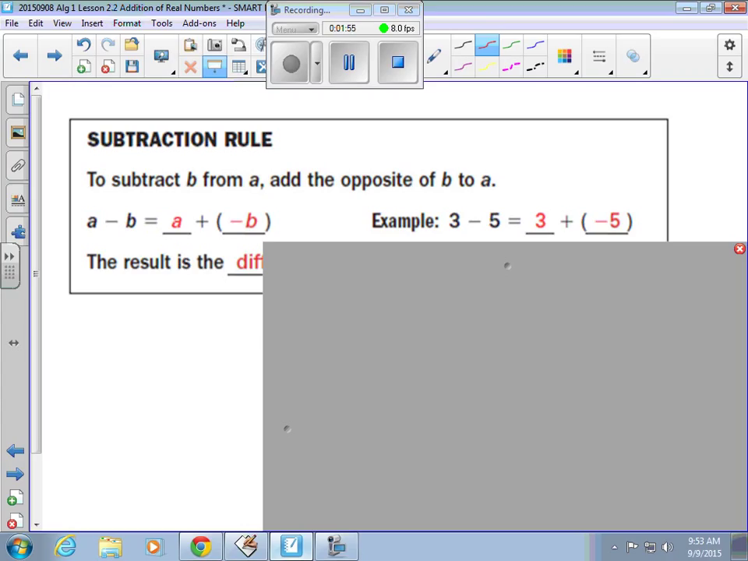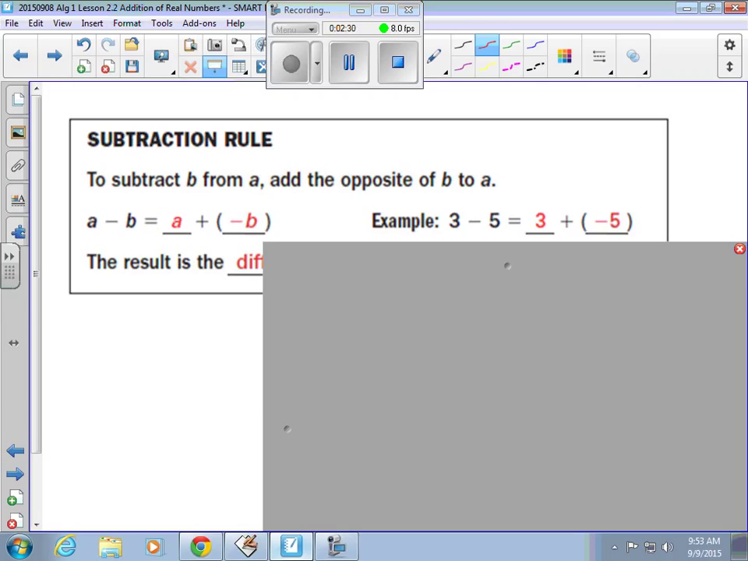One of my goals this year as a teacher is to get you guys thinking of addition and subtraction as the exact same thing, just like minus and negative is the same thing. Addition and subtraction are just putting numbers together. It doesn't matter if it's addition or subtraction. You just go left on a number line versus right on a number line with a negative versus a positive. But the subtraction rule, 3 minus 5 is the same thing as 3 plus a negative 5.